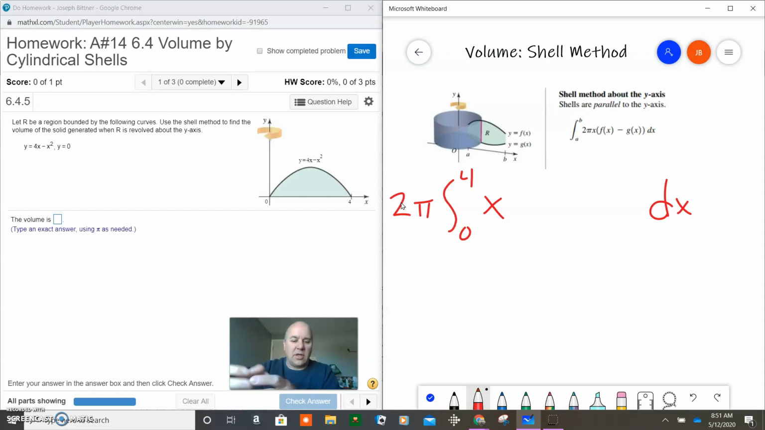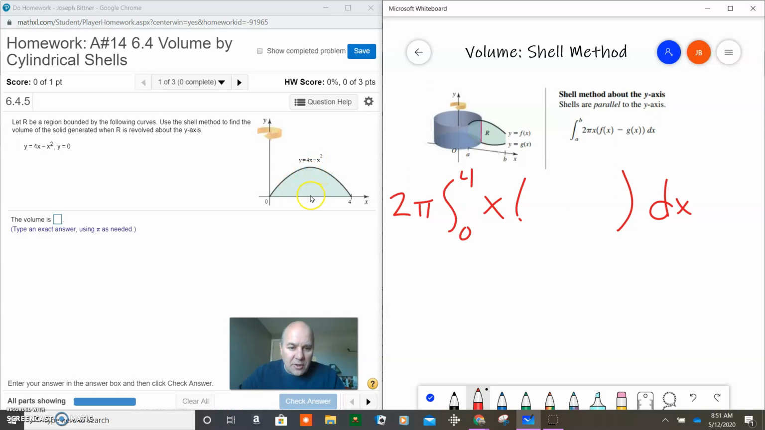Again, the radius is just going to keep on getting larger and larger. And then I got to represent the height of the cylinder. Well, the height of the cylinder is whatever the equation states. If I wanted to know the height at 1, let's just say this point 1, I would plug 1 into this equation, 4 minus 1, and 4 minus 1 would be 3.